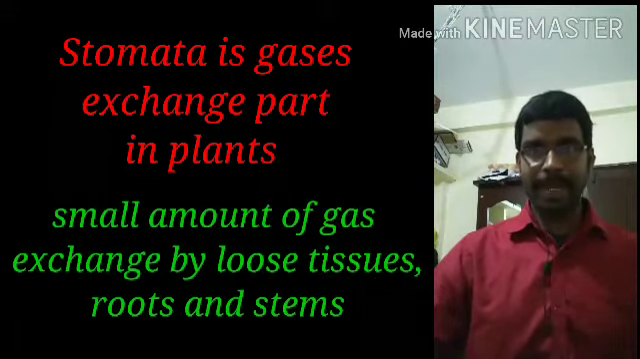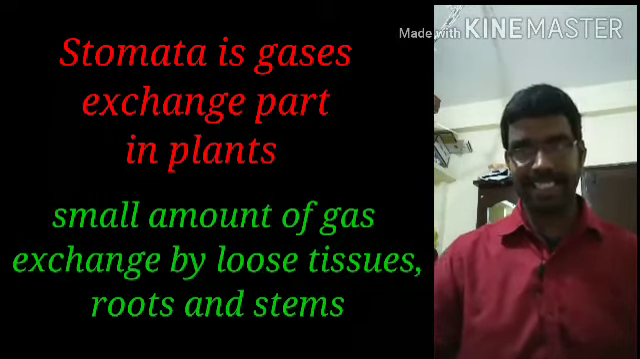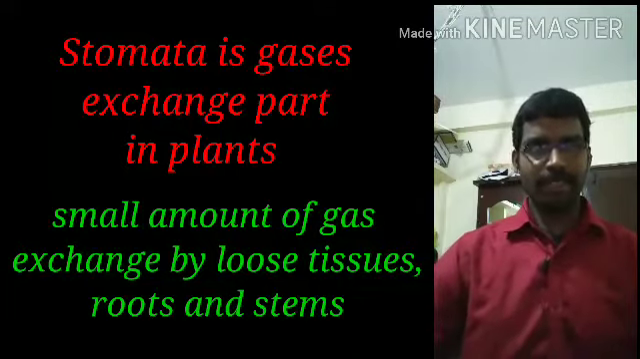With the use of stomata, plants exchange gases. We already know there are four factors important for photosynthesis: carbon dioxide, water, chlorophyll, and light. If any factor is absent, there is no preparation of glucose in the leaves.